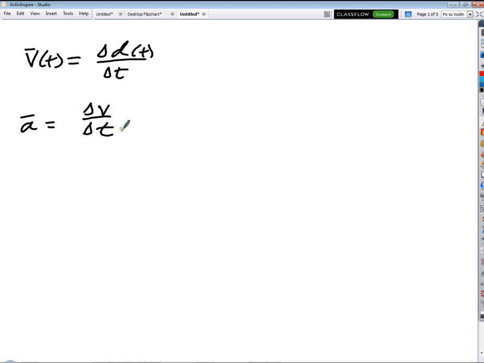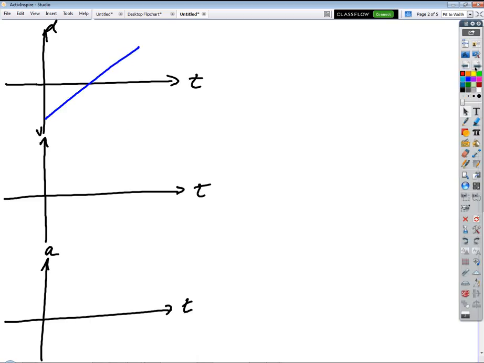So right away we can see that there's this kind of parallel relationship. It's like those analogy questions: A is to V as V is to D. Does that make sense? Okay. So notice what I've done here. I've just got a position time graph. Right beneath that is the corresponding velocity time graph, and right beneath that is the corresponding acceleration time graph.